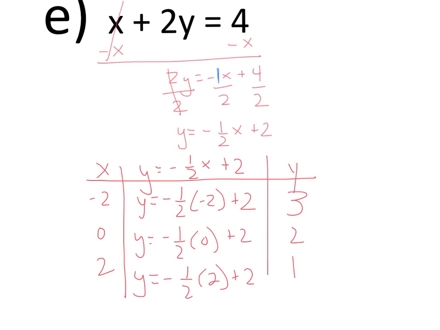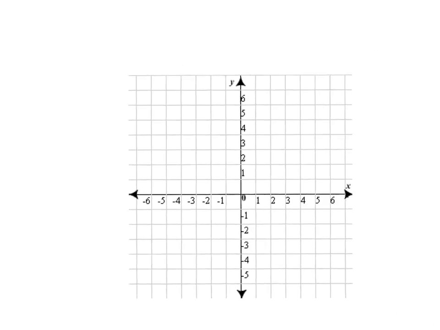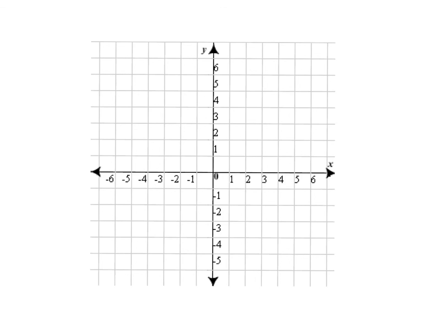And we're going to go over here now, and we're going to graph (-2, 3), (0, 2), and (2, 1). So let's get our grid here. Negative 2, up 3, 0, 2, and then 2, 1. And we're going to make a nice straight line there. All right, and that concludes our notes for lesson 3.1 on the tables.